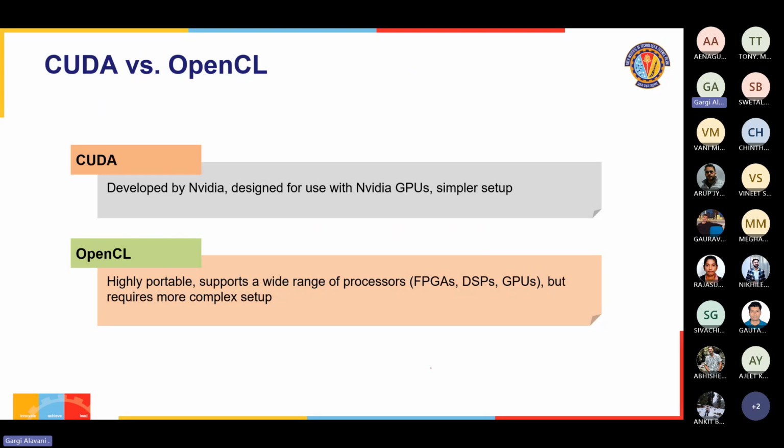So between CUDA and OpenCL, why do you choose CUDA or why do you choose OpenCL? What is the reason why you should go for one of the two when it comes to GPU programming? You should be clear about why you are using one of the two. CUDA is specifically designed and developed by NVIDIA for NVIDIA GPUs. You cannot use the CUDA programming model with any other GPU. It has to be NVIDIA.